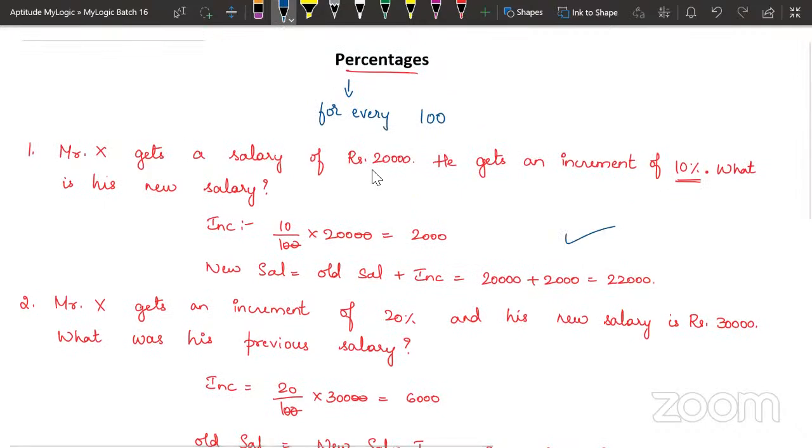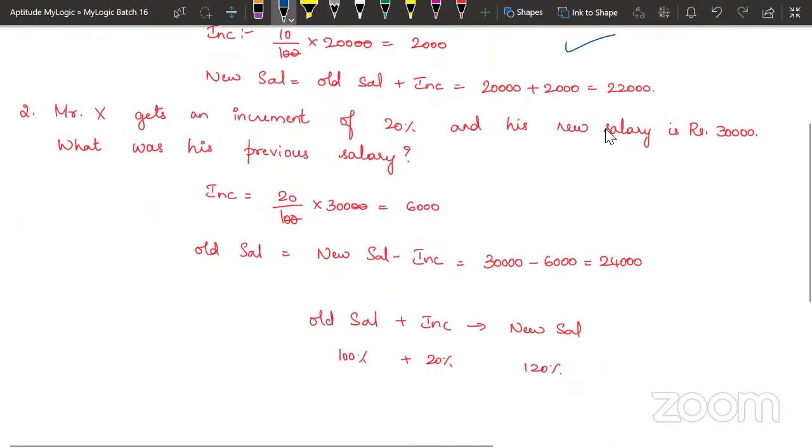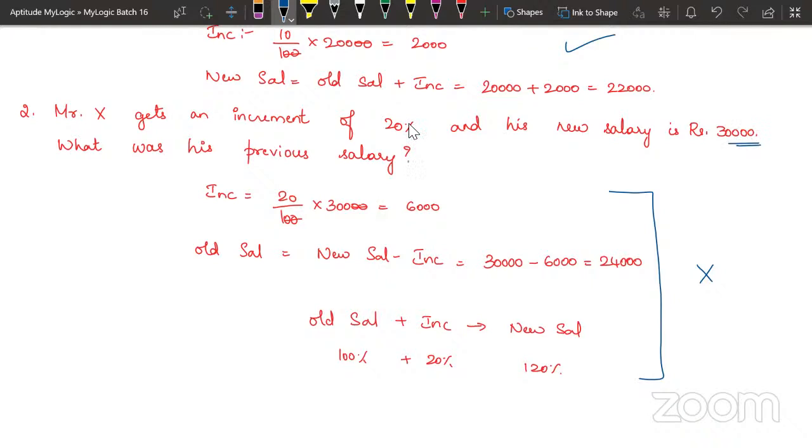The first one was correct. We calculate 10% of this and we add it to the old salary. The second one, this procedure is wrong. We cannot calculate percentage of new value. This is the updated value. For the updated value, you cannot calculate this percentage. You should calculate this percentage for the old value. Always understand that clearly. Increment is not given based on new salary. Increment is always given based on the old salary.